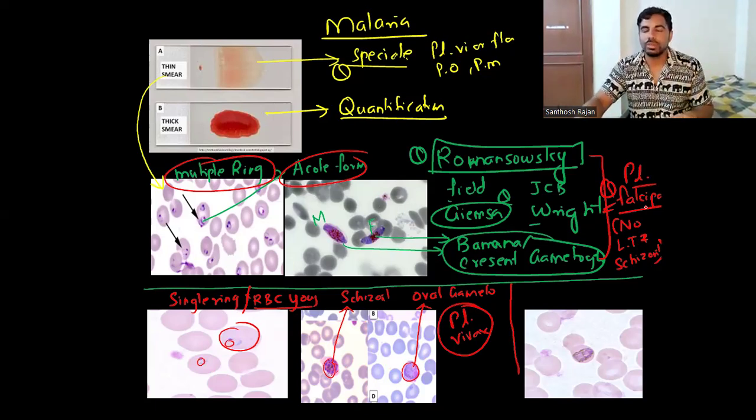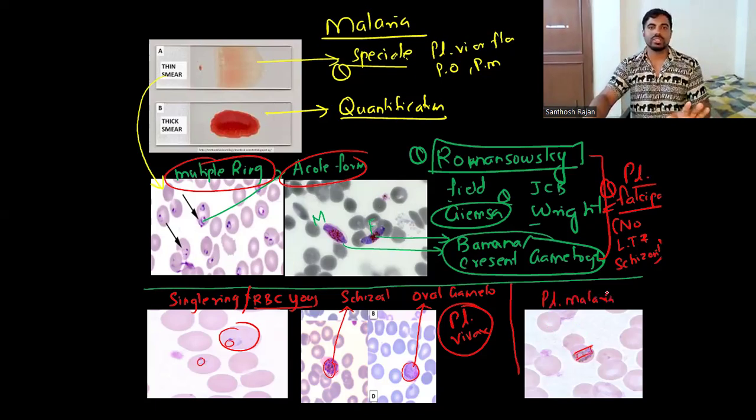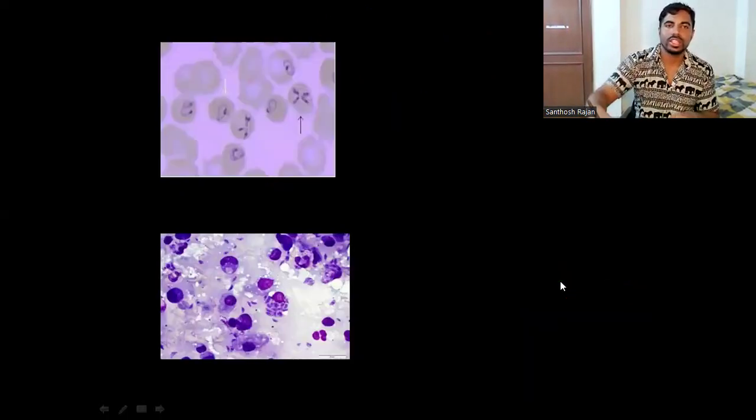But remember, in Plasmodium falciparum, you never see schizont and late trophozoite stages. Okay. Now, what about this one? If you see a band-shaped gametocyte, that is Plasmodium malariae. That's it, this much you should know. These are the questions you can expect.